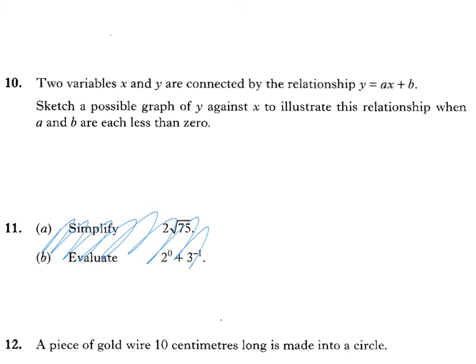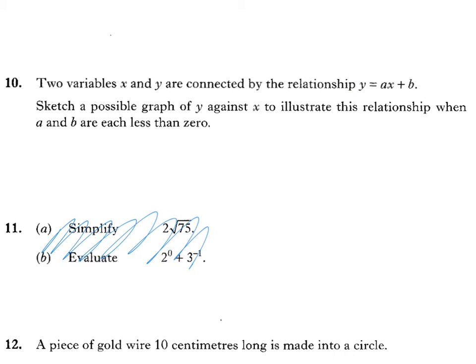Section 6, question 5. Another straight line question. Two variables x and y are connected by the relationship y equals ax plus b. Sketch a possible graph of y against x to illustrate this relationship when a and b are each less than 0. First thing not to be put off with this question is the fact that it doesn't say y equals mx plus c, but it says y equals ax plus b.